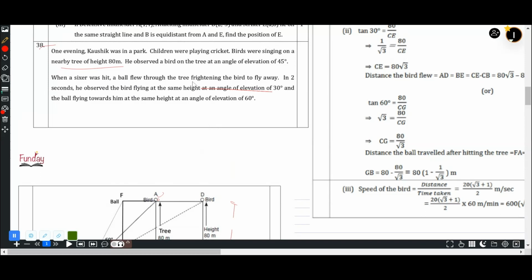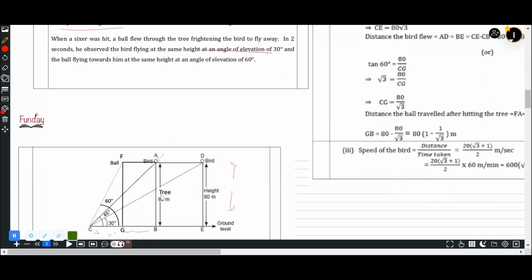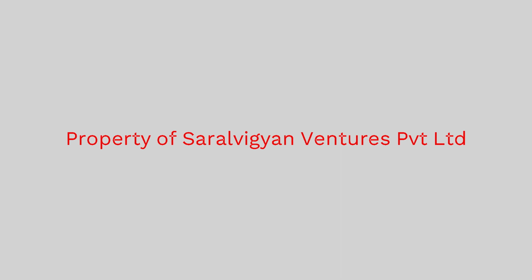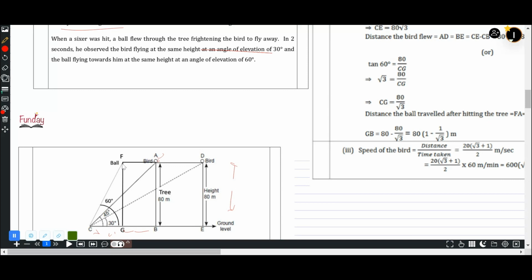when a sixer was hit, a ball flew through the tree, frightening the bird to fly away. In 2 seconds, he observed the bird flying at the same height at an angle of 30 degree. Okay, and the ball flying towards him at the same height at an angle of elevation 60 degree. So after 2 seconds, ball is at F and the bird is at D and D is at 30 degree angle from C. This is where the observer is. Okay. So observer is observing, that's why all the angles are taken from observer side. And the ball is at 60 degree at point F and the bird initially was at A, now the bird is at D. So bird has moved from A to D while ball moved from C to F. Okay, and all the angles are given.